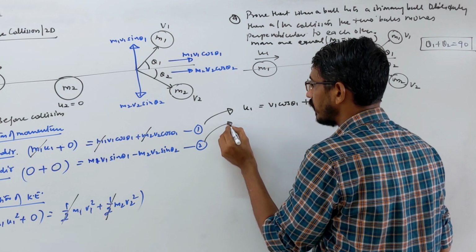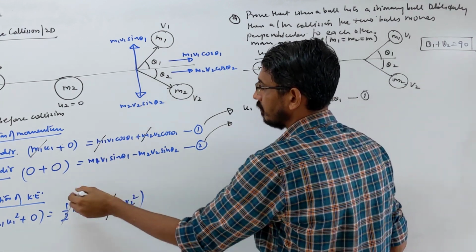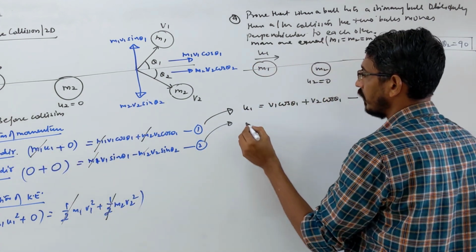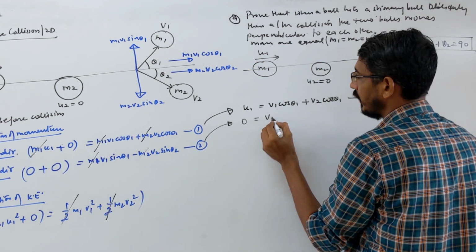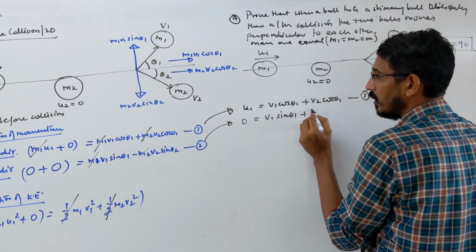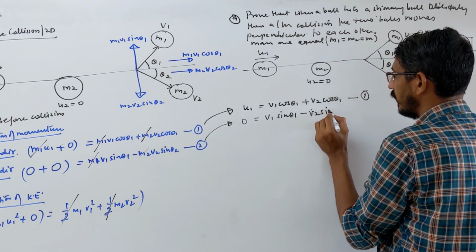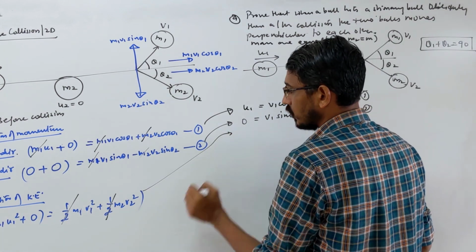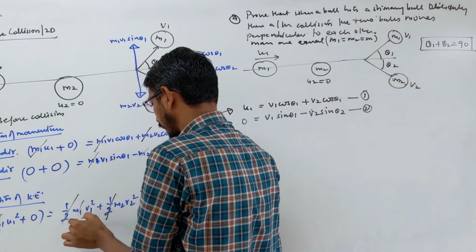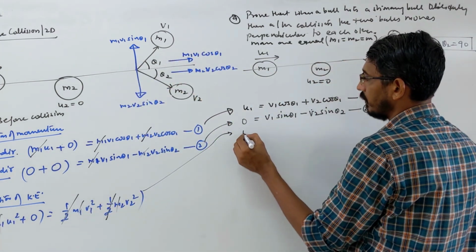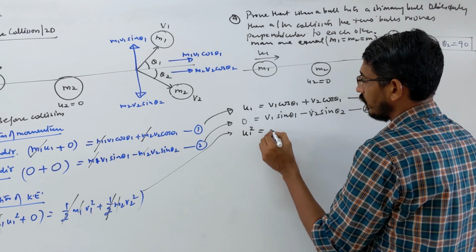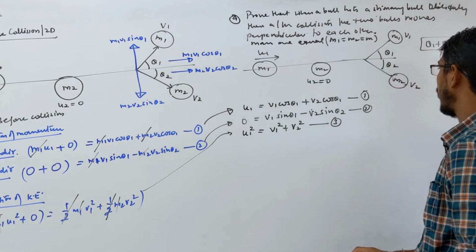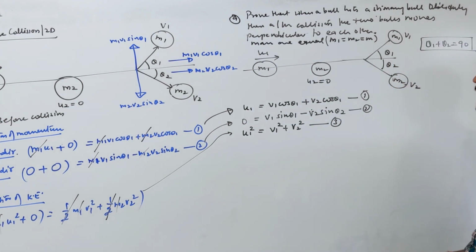Same, let's write this equation also here. The masses I take and bring to the other side, it becomes 0. So I got 0 is equal to v1 sin theta 1 minus v2 sin theta 2, that's equation number 2. And this equation also I am writing here. When I cancel the mass on all sides, I get u1 square is equal to v1 square plus v2 square, equation number 3. Let's simplify these three equations so that we can prove theta 1 plus theta 2 is 90 degrees.